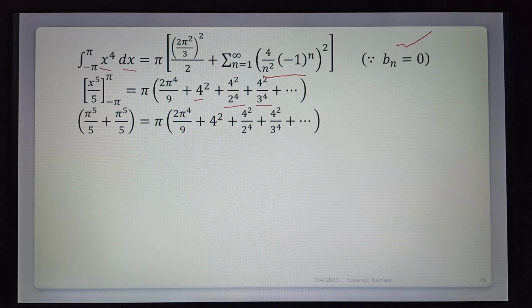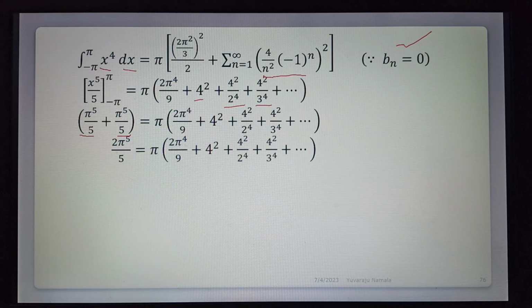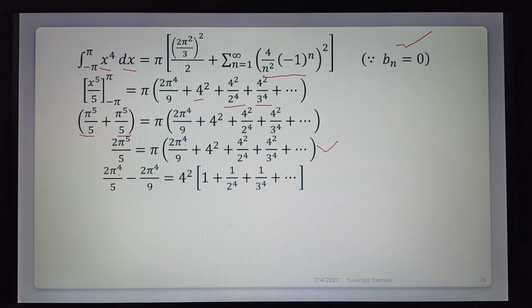Now substituting x is equal to 5, 5 power 5 by 5 plus 5 power 5 by 5. Here 5 into 2 into 5 power 4 by 9 plus the same, the right side is the same. Observing the right side and left side, one 5 cancels. So 2 into 5 power 4 by 5 and 2 into 5 power 4 by 9 are on the right side. One 5 cancels with the other 5. Remaining is 2 into 5 power 4 by 5 minus 2 into 5 power 4 by 9, with 4 square common. From this, 4 square is common, so 1 plus 1 by 2 power 4 plus 1 by 3 power 4 plus, and so on.